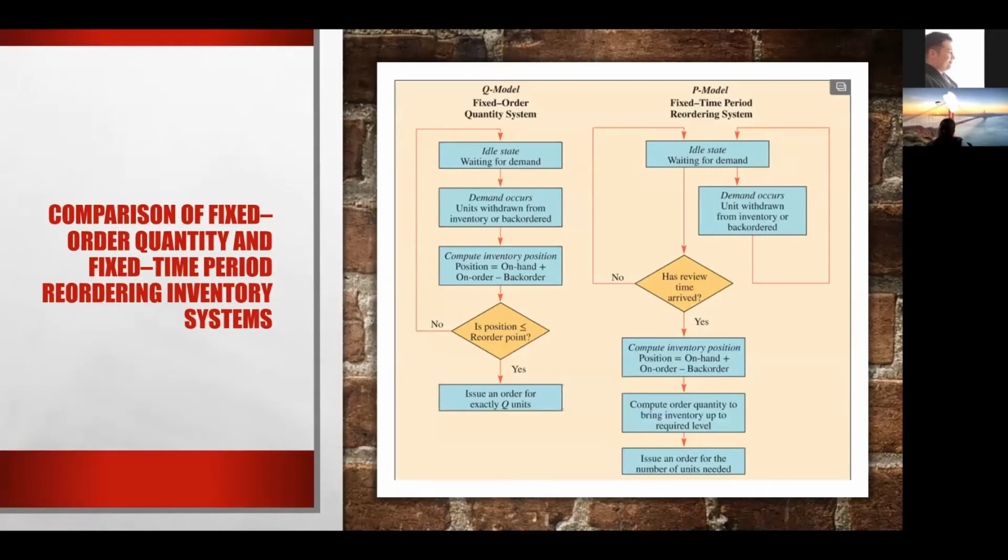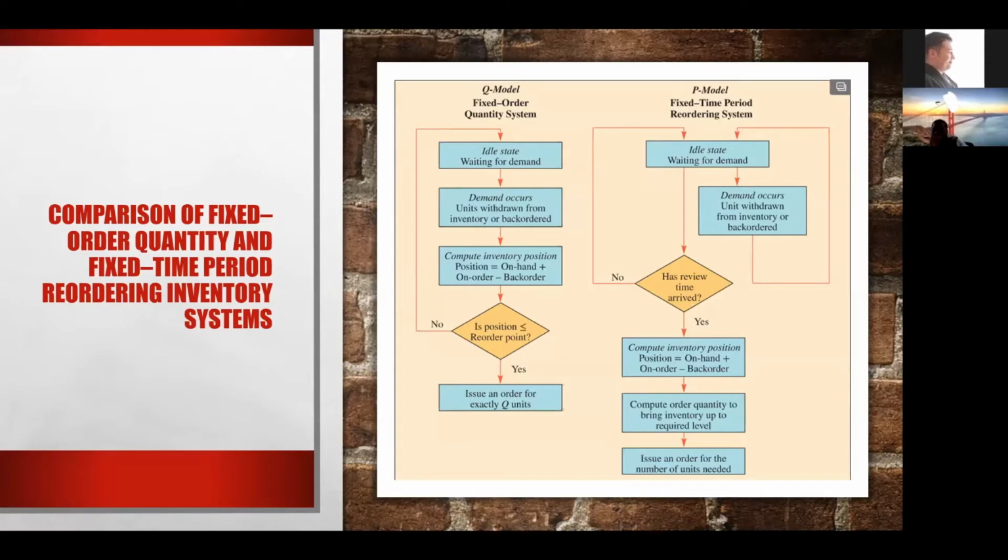So one of the two main models in my book, Mr. Jacobs was talking about this comparison of fixed order quantity and fixed time period reorder inventory systems. So Q model and P model, an easy way to say it. They have their own status.